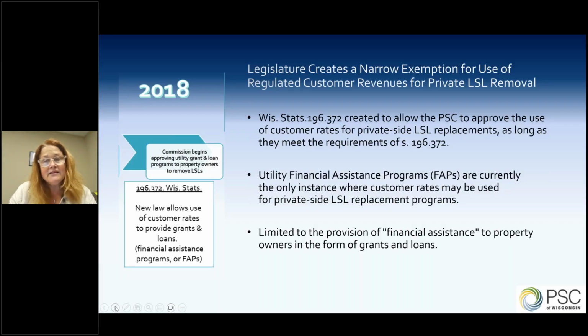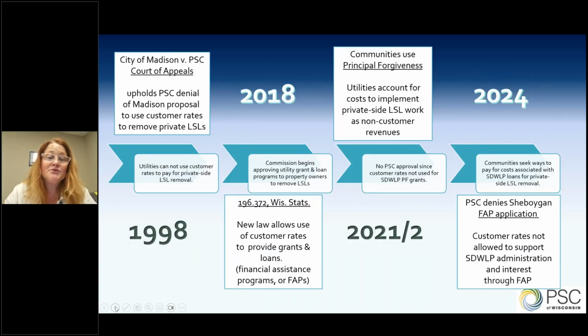So what this did was say that if customers wanted to remove these LSLs, and if a bunch of statutory requirements were met, you could take that regulated customer revenue and create a utility financial assistance program, which we will probably slip into calling FAPs, because everybody in government loves an acronym. So utility financial assistance programs are within the utility using that regulated customer revenue to create grants and loans to provide direct financial assistance to private owners for removing their private LSLs. So that is limited to financial assistance.